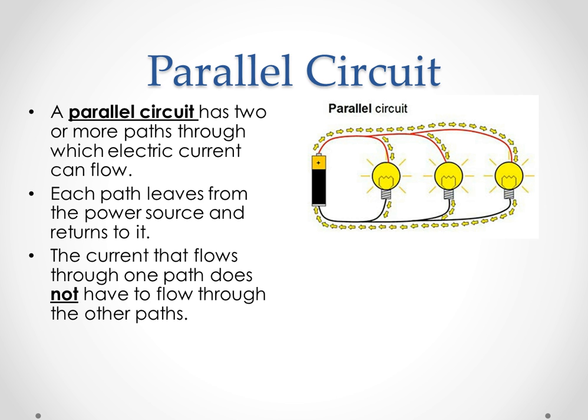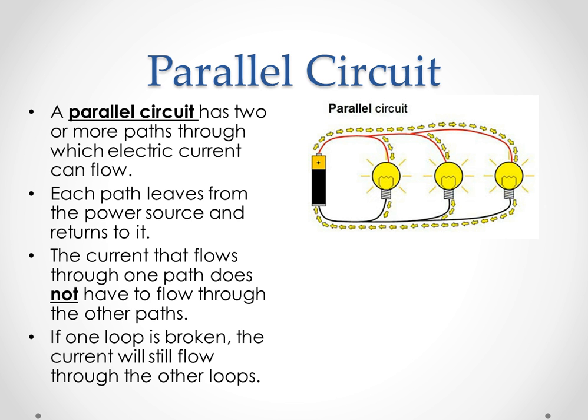The current that flows through one path does not have to flow through to the other paths. It is completed because it has those 3 different paths. It doesn't have to go the same path every time. If one loop is broken, the current will still flow through the other loops.